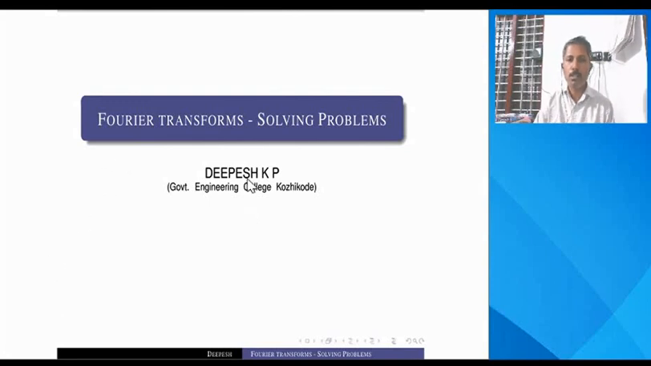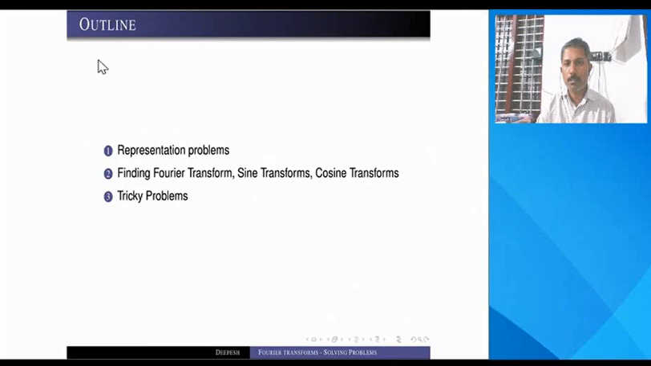Okay, now we'll solve some problems related to Fourier transforms and Fourier integral representations. So this is the outline. First we'll do some representation problems in which a given function has to be represented as an integral involving sine function and cosine function. And in the second part we will be finding the Fourier transforms, Fourier sine transforms and cosine transforms of some simple functions.